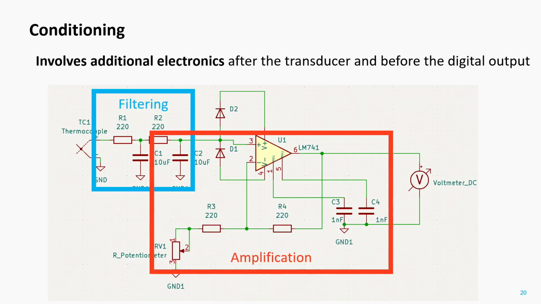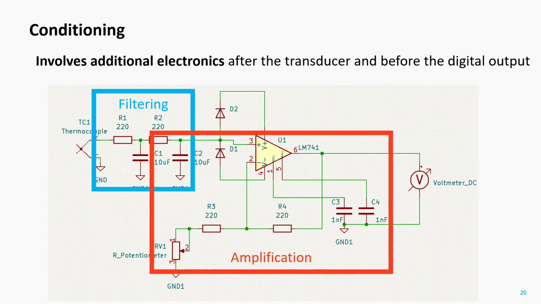You can see here, in this schematic, the conditioning stage of a thermistor that we are using in GEMS. Over there, you can find the filtering stage that is implemented through a passive filter, made of capacitors and resistors, in a blue box. After that, there is an amplification stage that is implemented through an operational amplifier, so it is an active amplification stage.